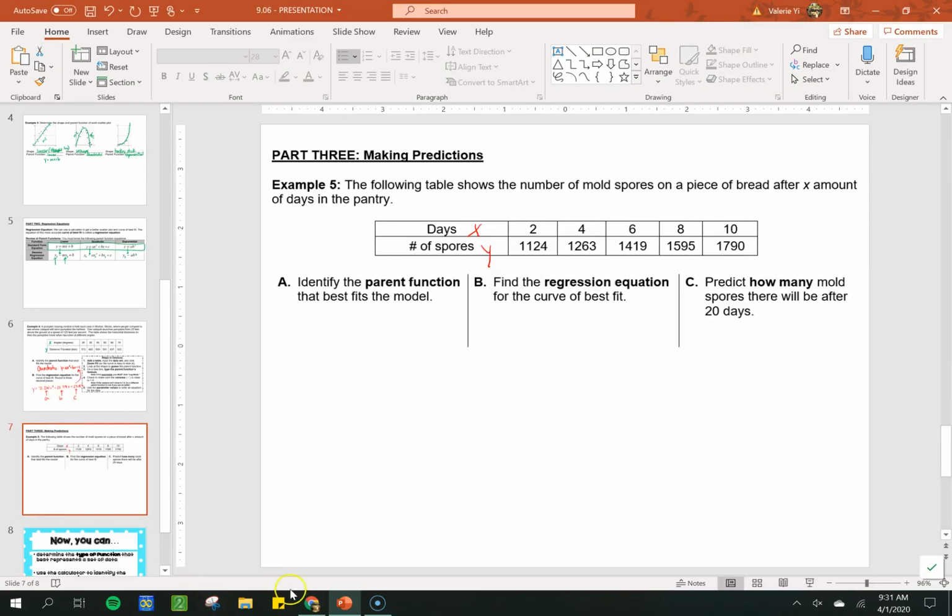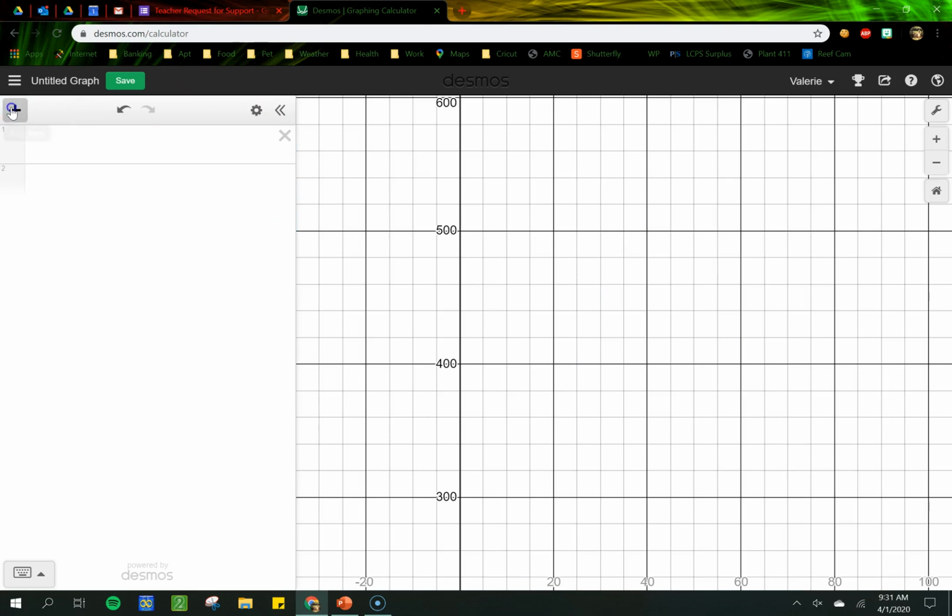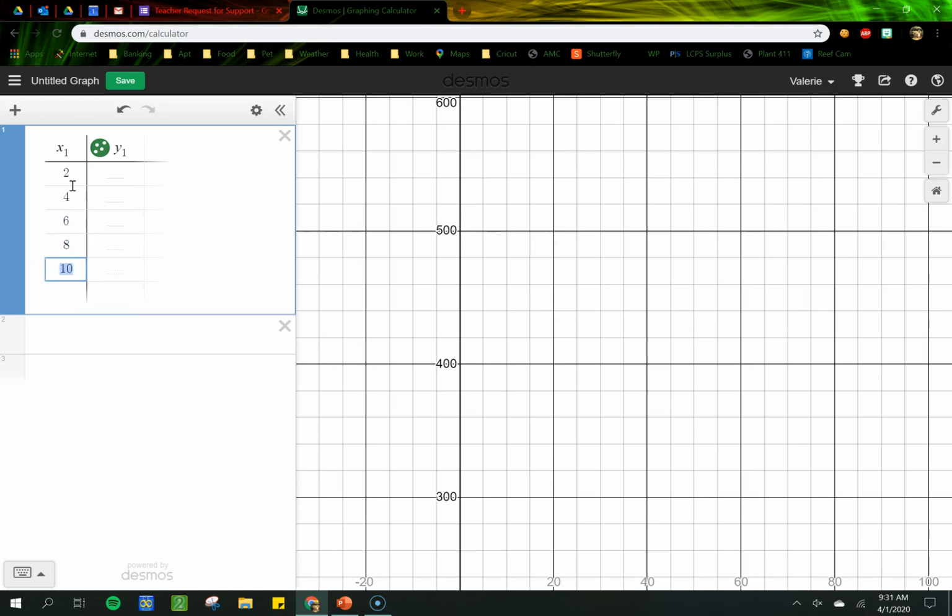All right, so I'm going to go back to Desmos. I'm going to clear out the work that I have. I'm going to add a new table again and start again. So I've got 2, 4, 6, it's counting for me. Oh, I hit down the arrows, remember, don't work. Hit enter, and then 10.